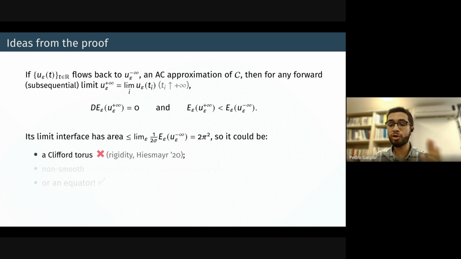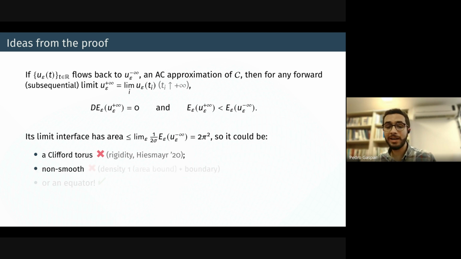So in other words, any two approximations for the torus differ by a rigid motion, they differ by an isometry in S3. So that means that if your flow actually decreases the energy, if it's not a stationary flow, that cannot have the torus as the limit as epsilon goes to 0. So great, right? It's not converging to the torus, so it should converge to an equator.